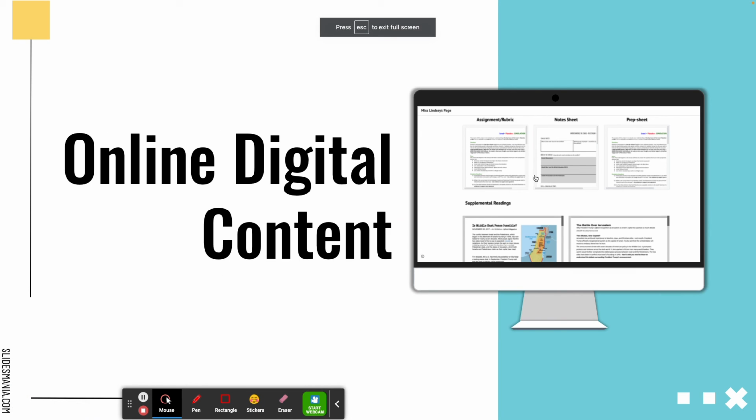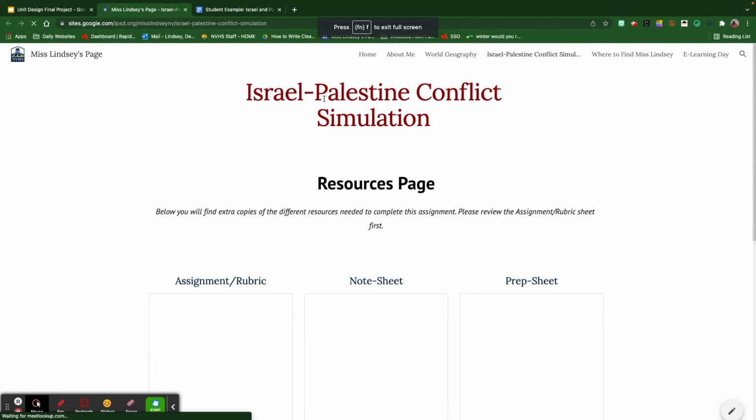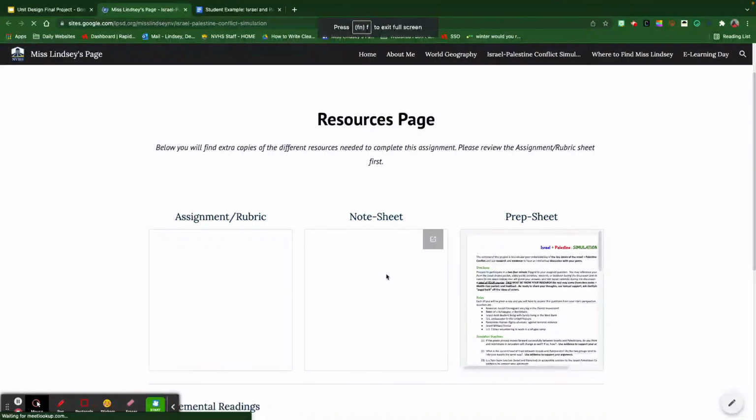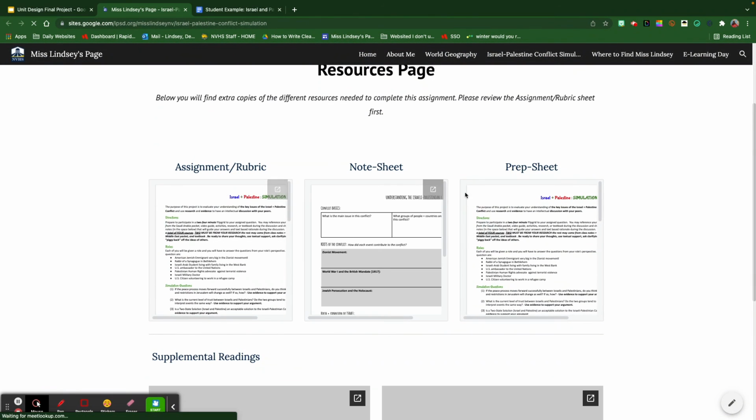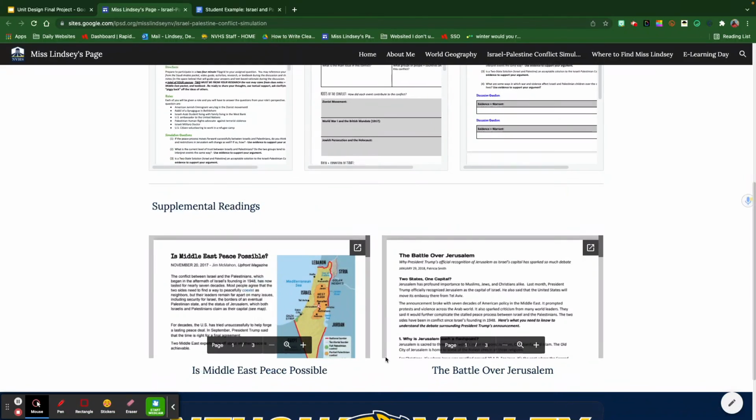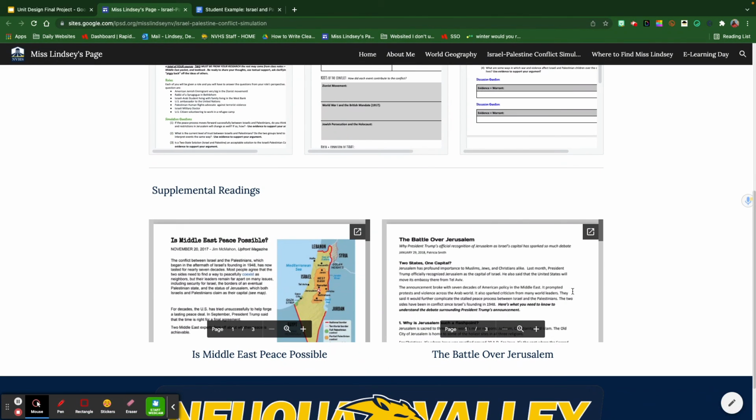For online digital content, this is just a screenshot of the page with resources. So here it is: the assignment, note sheet, prep sheet, and more importantly, some supplemental readings that they can use for their resources.